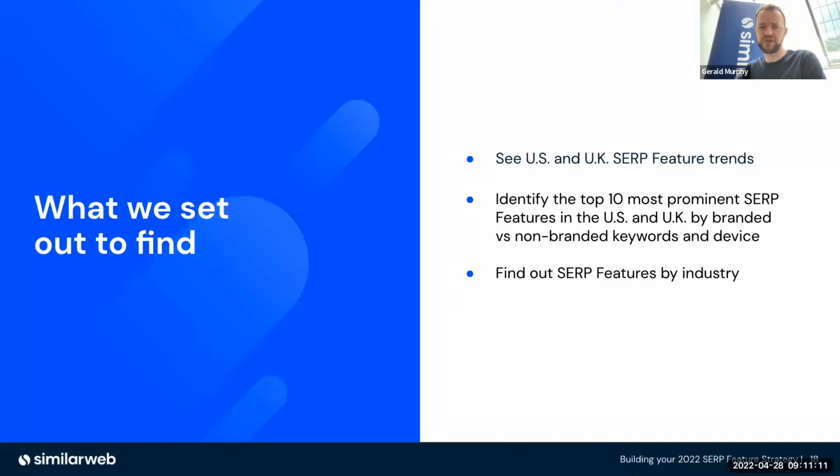Before we do that, I want to just quickly recap on some of our methodologies we've used. What we wanted to do is to set out to find, are the US and UK different in terms of SERP features? We also wanted to identify what are the top 10 most prominent SERP features in both of those markets, but also to look at that by branded and non-branded keywords, as well as by the two core devices of mobile and desktop. And crucially, as mentioned before, we want to look at this by industry.